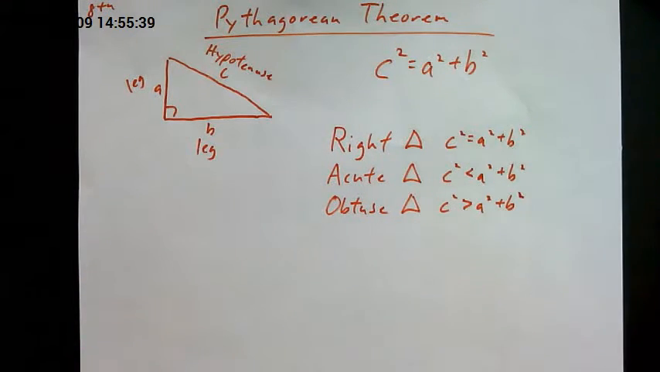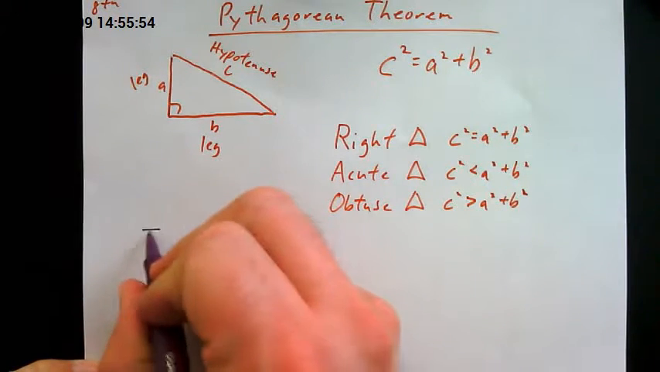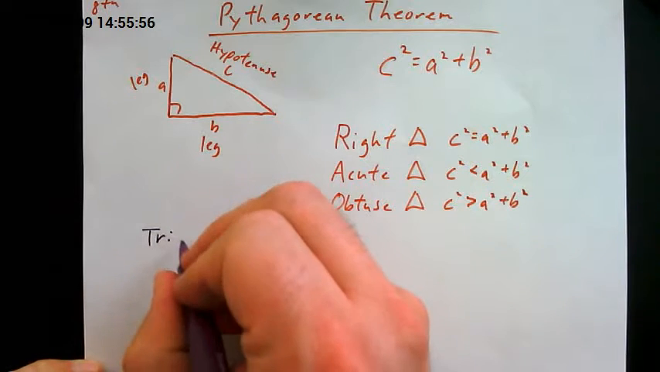Now, there's one other part to this. Not all values have to form triangles. So if you're given 3 different lengths of 3 different segments, they don't necessarily form a triangle. So that's where this next theorem comes in. This next theorem is called the triangle inequality theorem.